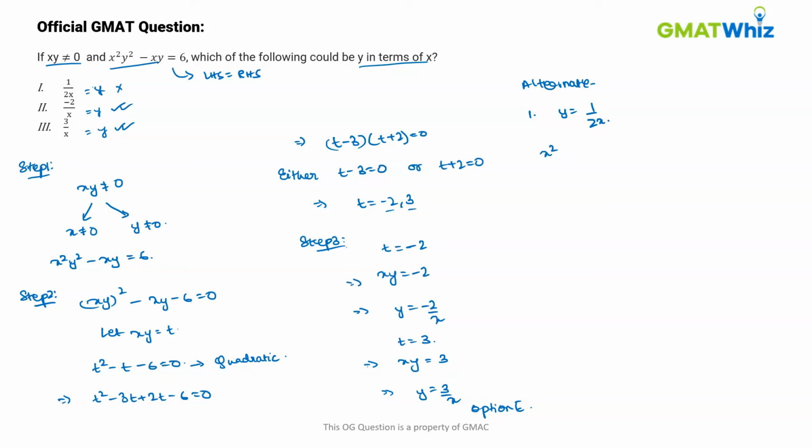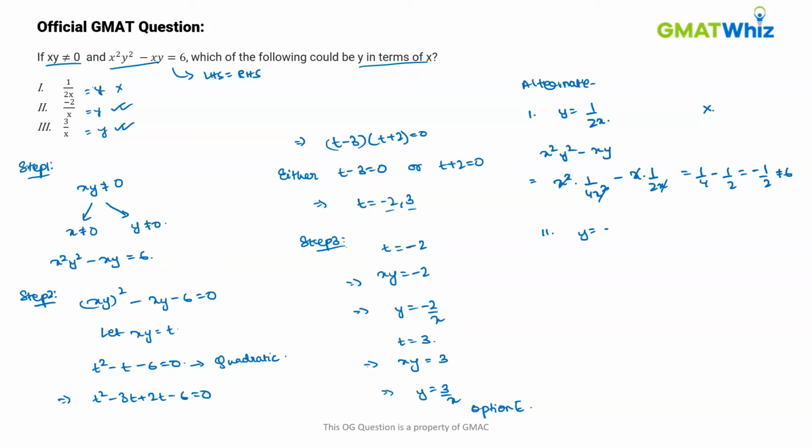Now the equation we have is x squared y squared minus xy. Plugging in the value of y here, we have x squared times 1 by 4x squared minus x times 1 by 2x. Now x squared gets cancelled from the first term and x gets cancelled from the second term, and we have 1 by 4 minus 1 by 2. Now this gives us minus 1 by 4, which is obviously not equal to 6. So option 1 is an incorrect answer. Let's try the same with options 2 and 3.